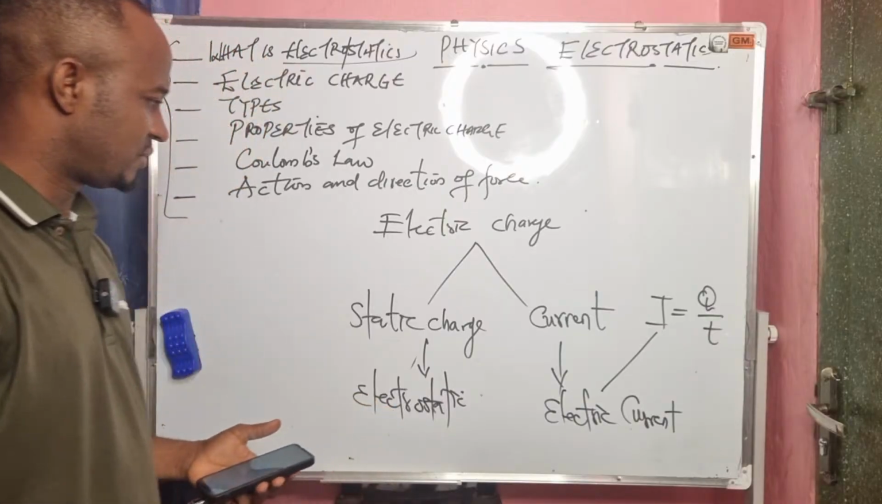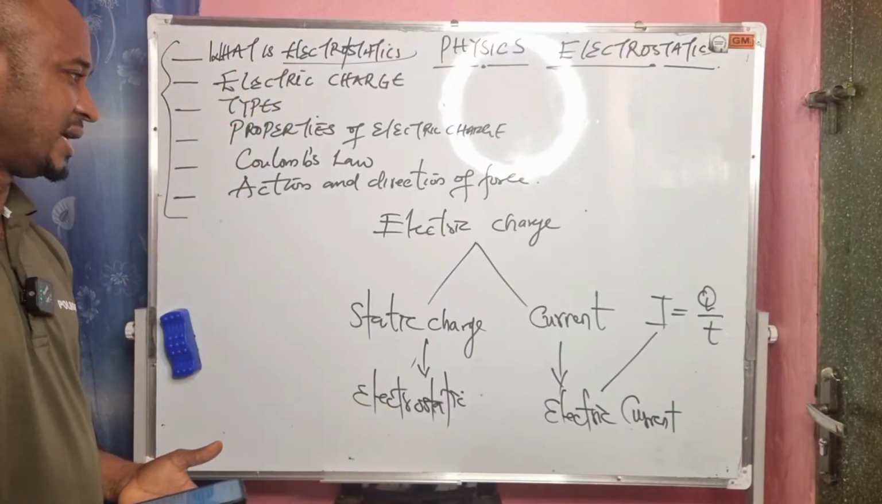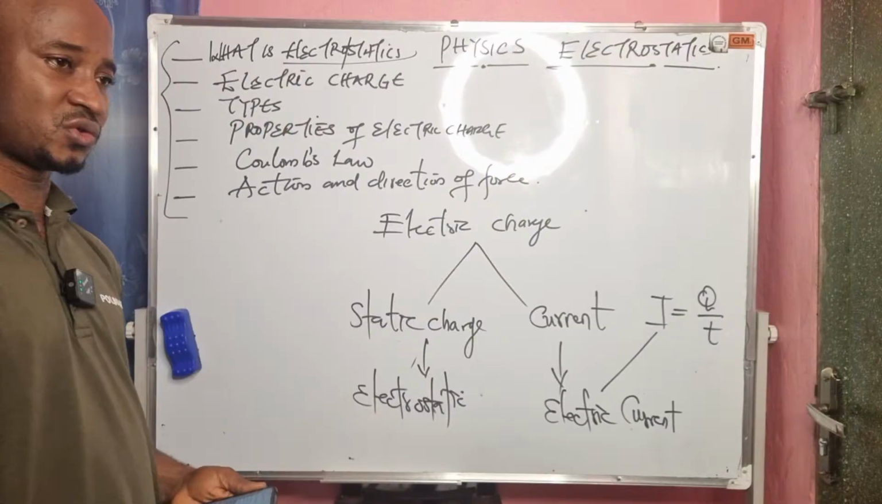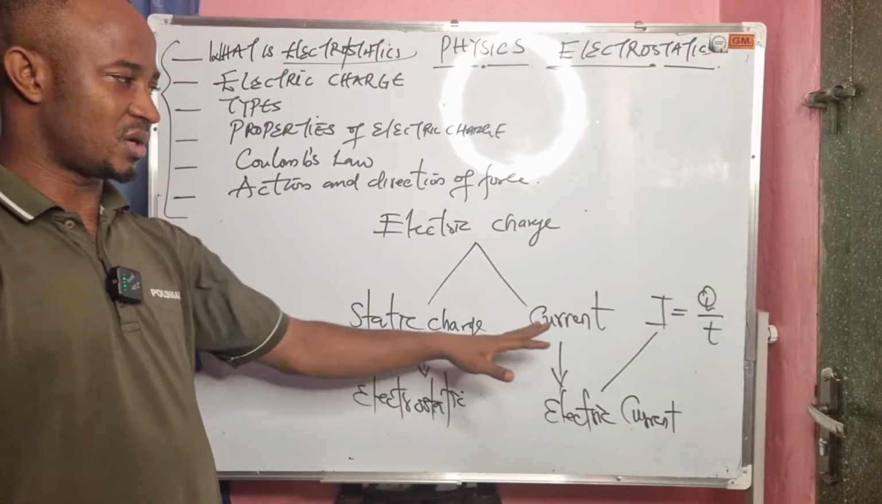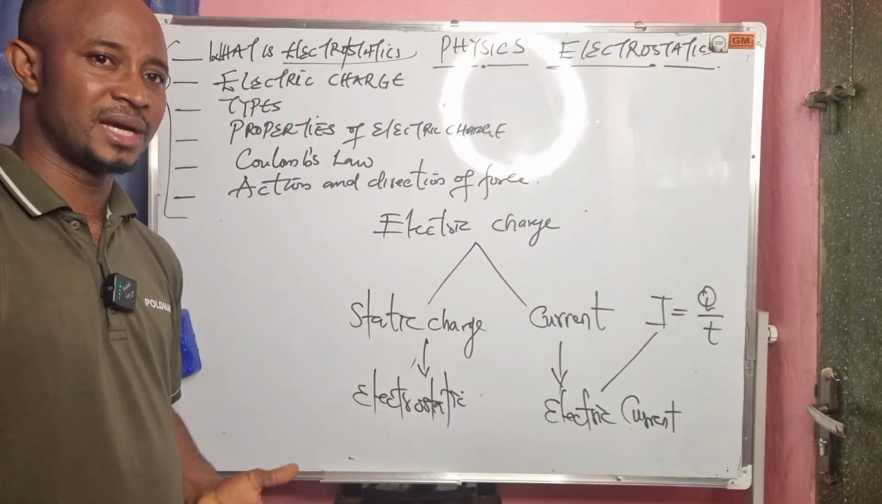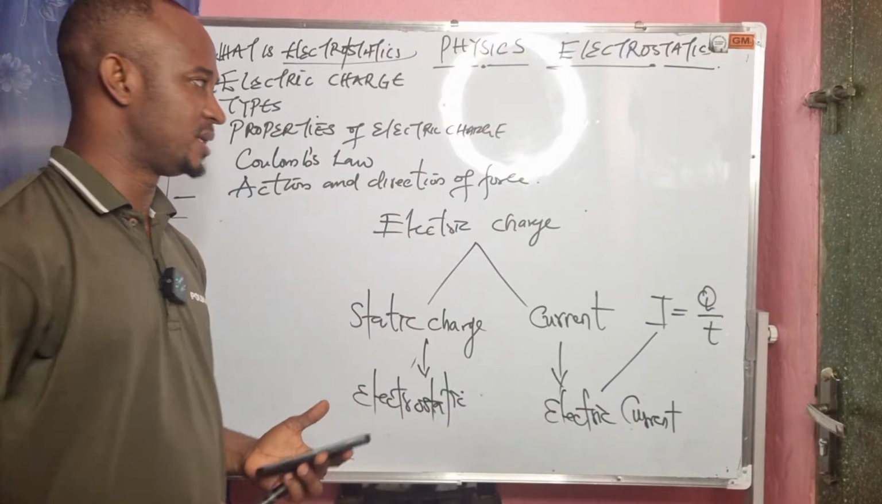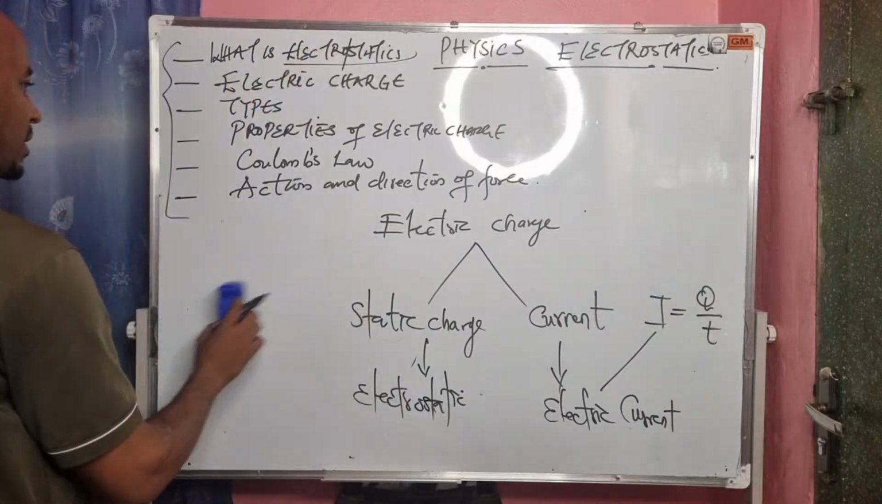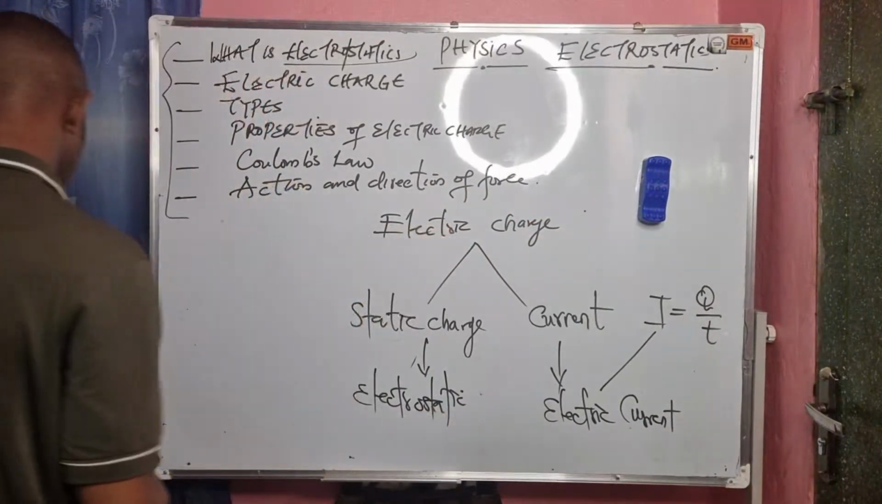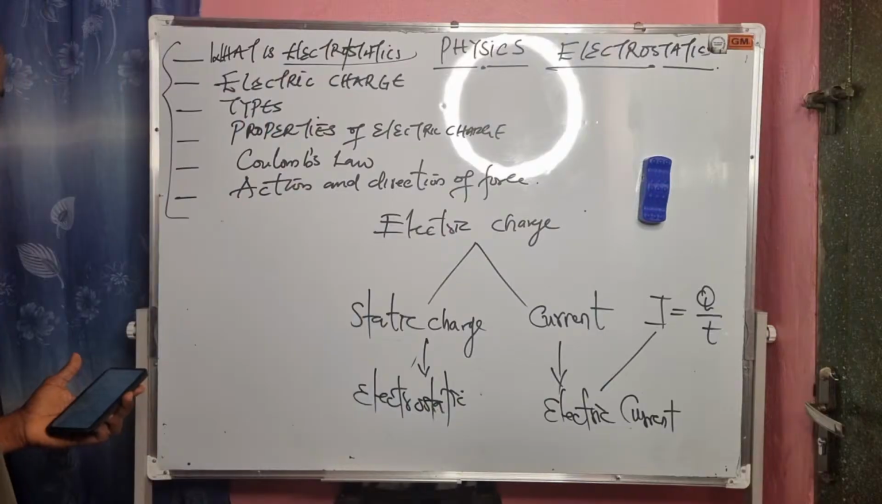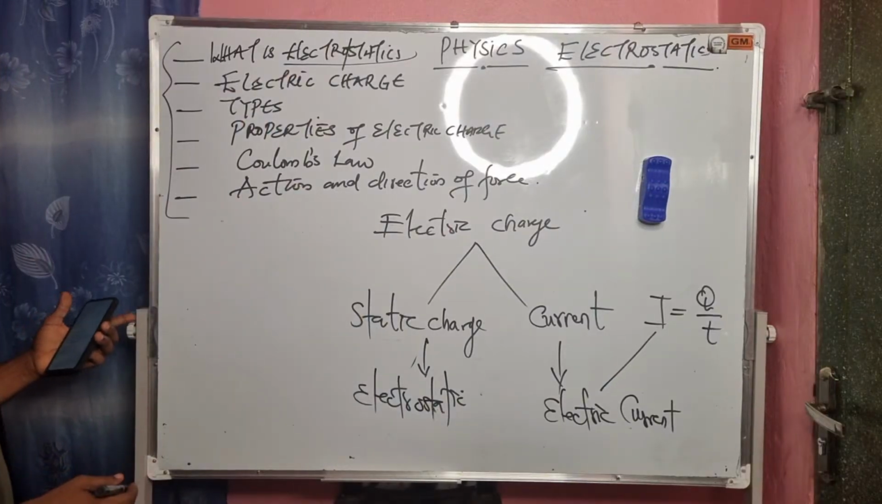What then is electric charge? Now, electric charge, we have seen that it can be grouped into two, either static or current. But by definition, electric charge is a fundamental property of matter that causes matter to experience a force when placed in a field.